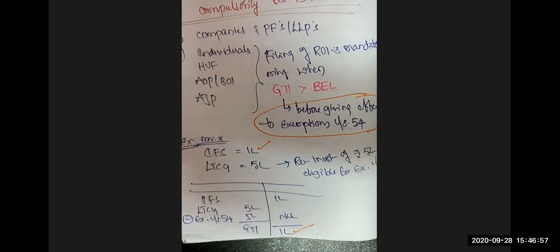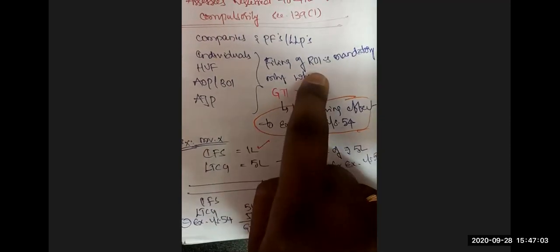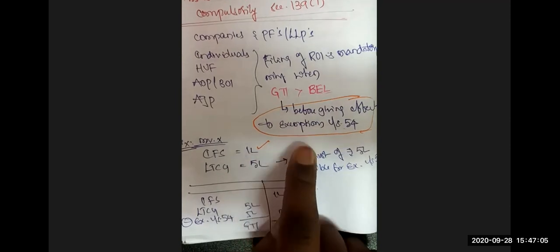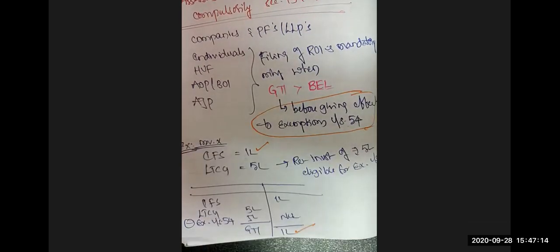Are you following now? Whenever you are looking at the gross total income for the purpose of filing of return of income, before giving the exemptions under section 54, look at the gross total income. If it exceeds the basic exemption limit, for these people, filing of return of income is mandatory. Next. Actually we have some amendment with respect to this. Nowadays, the criteria for filing is not only your total income, it is also your spending, your luxury.